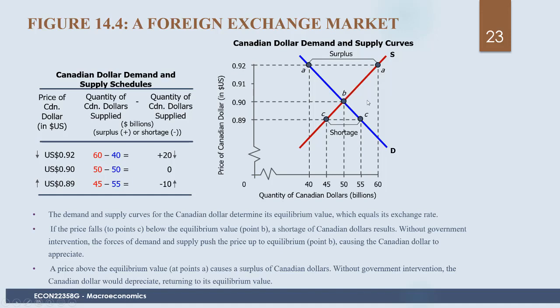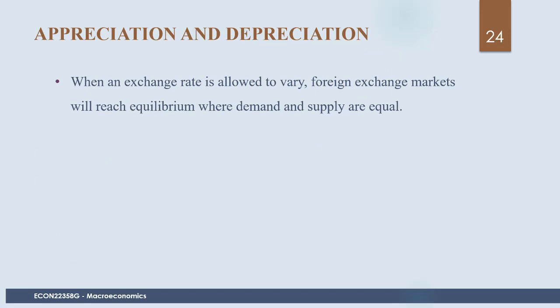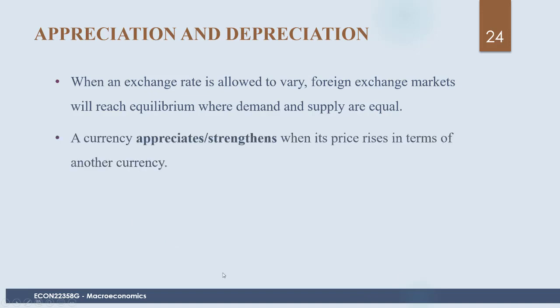And so, if you think of the foreign exchange market, this would be very much a moving target. The demand and supply is going to be shifting and moving around all the time. It's a very advanced market. But we're just thinking of the main underlying, what's going on behind the scenes here. So anyway, supply and demand determines the exchange rate. So when an exchange rate is allowed to vary, foreign exchange markets will reach equilibrium where demand and supply are equal. That's what we just mentioned.